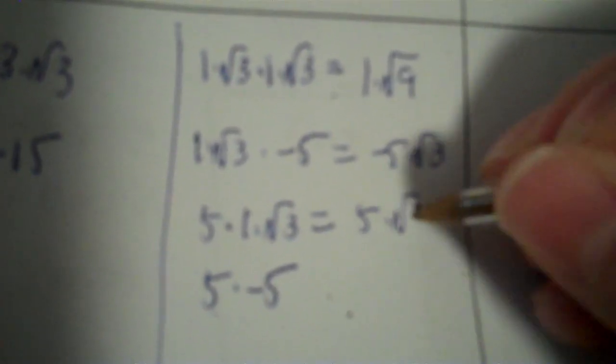So that's 3 times the square root of 3, and that's negative 15. 1 times 1 is 1 times the square root of 9. 1 times negative 5 is negative 5 times the square root of 3. 5 times 1 is 5 times the square root of 3, and then negative 25. Now on top we got 3 times the square root of 3 and negative 15. On bottom we've got 1 times the square root of 9, negative 5 times the square root of 3, positive 5 times the square root of 3, and then negative 25.